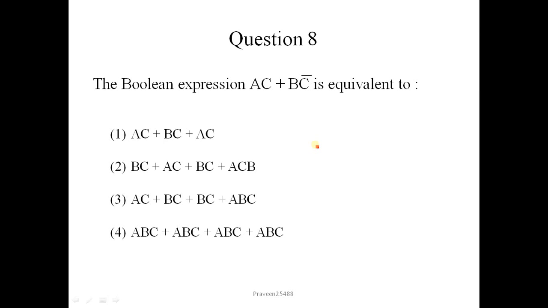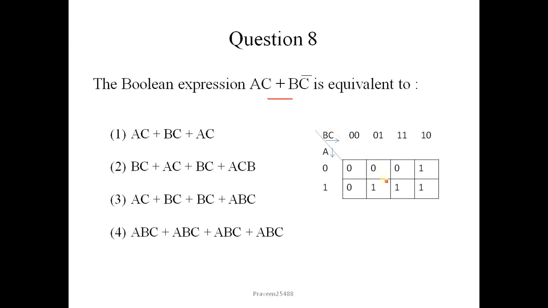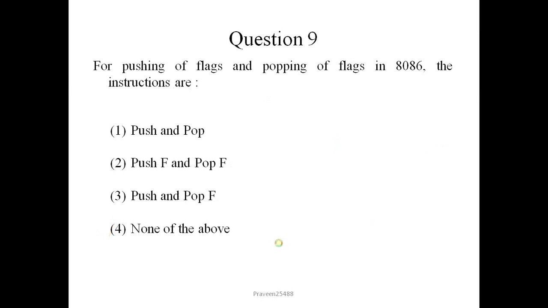Next question is question number 8. The Boolean expression AC plus BC bar is equivalent to. If I draw the K-map for the given expression, it will look like this, where this pair of 1s is AC and this pair of 1s will represent BC bar. If I write the canonical form of this, it will give us this expression: ABC plus A bar BC bar plus ABC bar plus AB bar C.